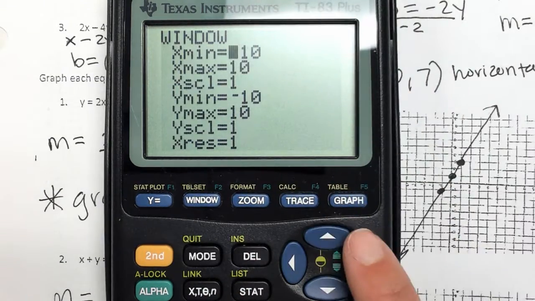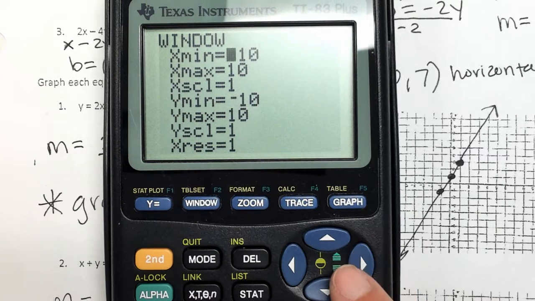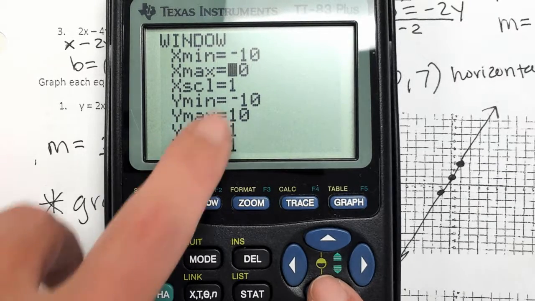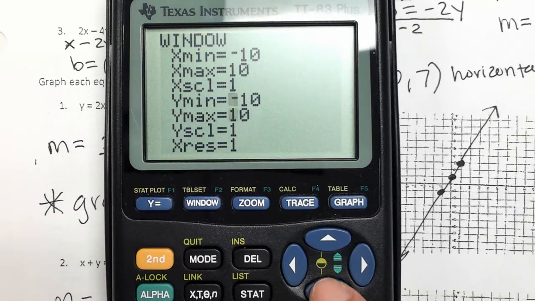Everybody's x min should be -10. If it's not, type in -10, then hit enter. And then your x max should be 10. All of these should be 1, -10, 10, 1, 1. Change them if they're not.